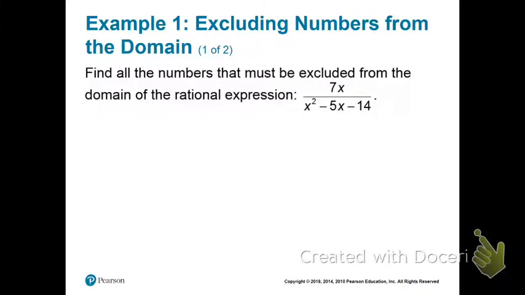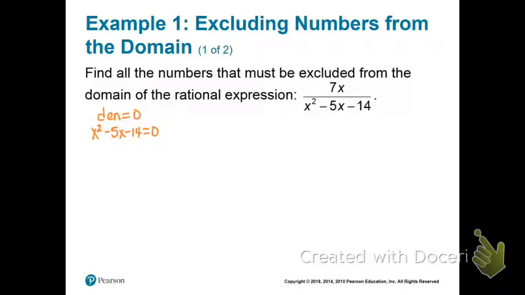All right, so example 1 here says find all the numbers that must be excluded from the domain of this rational expression. Well, we're looking only for those excluded numbers. So remember, we said that's where our denominator is equal to 0. So in this case, it's going to be where x squared minus 5x minus 14 is equal to 0. Well, we're going to have to factor that left side of the equation.